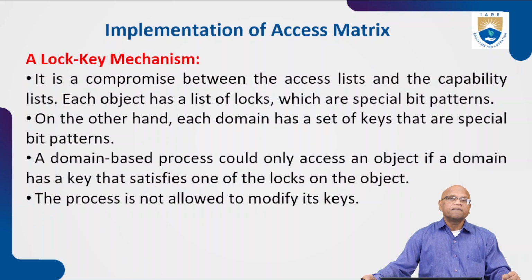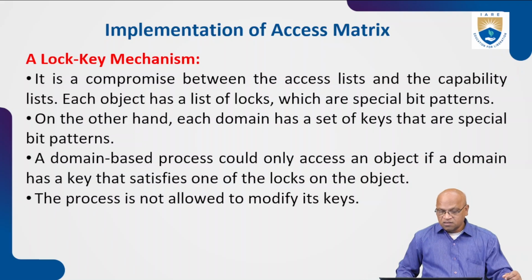It is a compromise between the access list and the capability list. Each object has a list of locks, which are special bit patterns. On the other hand, each domain has a set of keys that are special bit patterns. So a domain-based process could only access an object if the domain has a key that specifies one of the locks on the object. The process is not allowed to modify its keys.